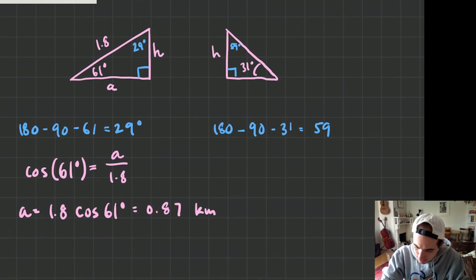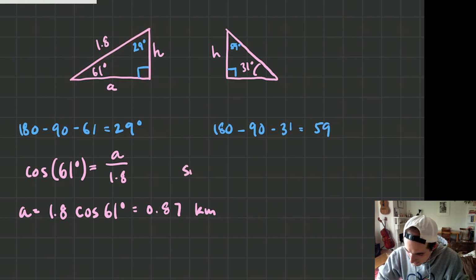So H is, well, let's see how I would go about that. It's pretty much going to be the same, except I'm going to use sine. So I've got the hypotenuse, I've got this angle, this is the opposite side. So SOH, sine is opposite over hypotenuse. So I've got that sine of 61 degrees is equal to H over 1.8.